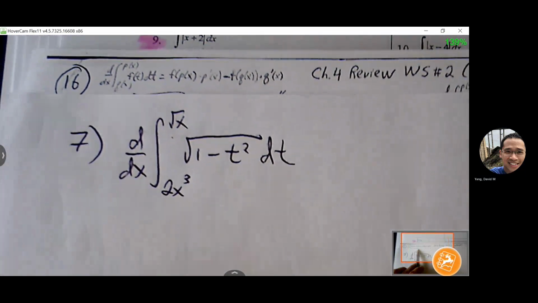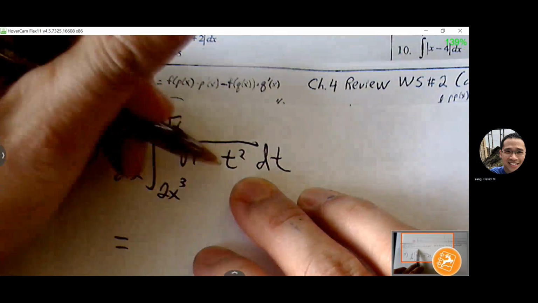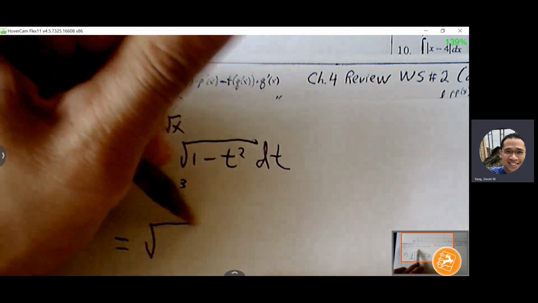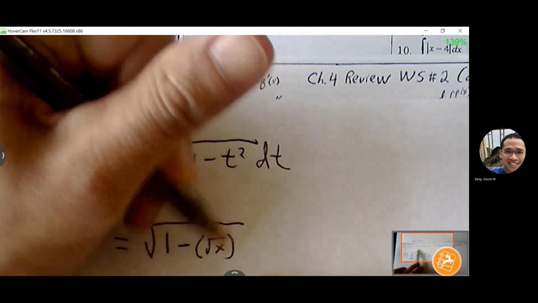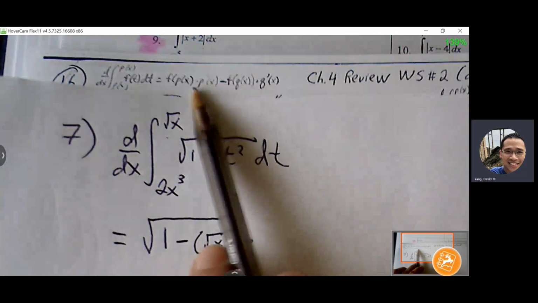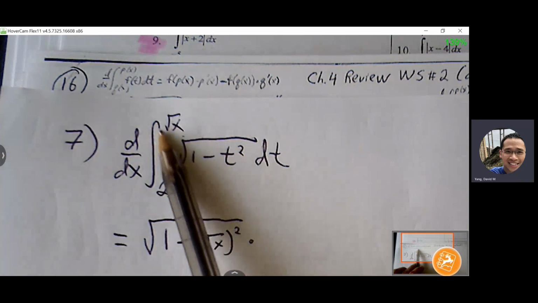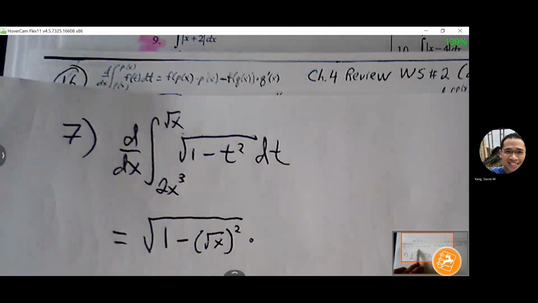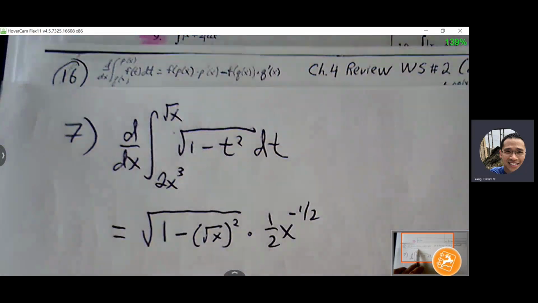Right? So root x into the radical. That's the first part. That's my f of p of x. Multiply by p prime. So how do I find the derivative of square root of x? So that completes the portion for the upper bound.